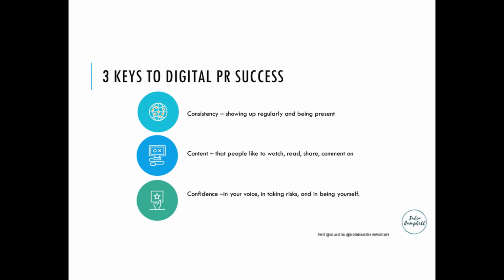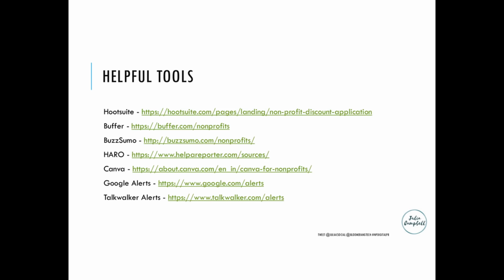So just to review the 3 keys to digital PR success: consistency, showing up regularly, communicating, answering questions, making sure you're showing you're a human and not a bot; good content; and then also confidence, just taking risks, being yourself, doing what you love to do.